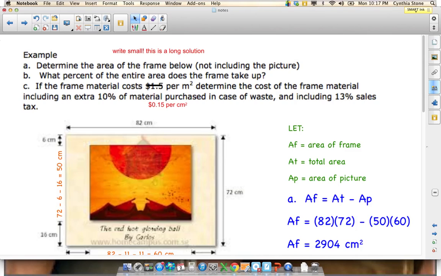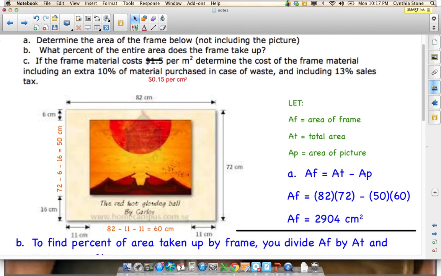Okay, so let's worry just about part A. Determine the area of the frame below. So just this whitish part, not including the picture. Okay, so looking at just part A, the first thing I'm going to say is this is a let statement where I'm going to call AF the area of just the frame, the white part, or cream colored part. A is this total area, which is the whole thing. Okay, and AP is the area of just the picture.